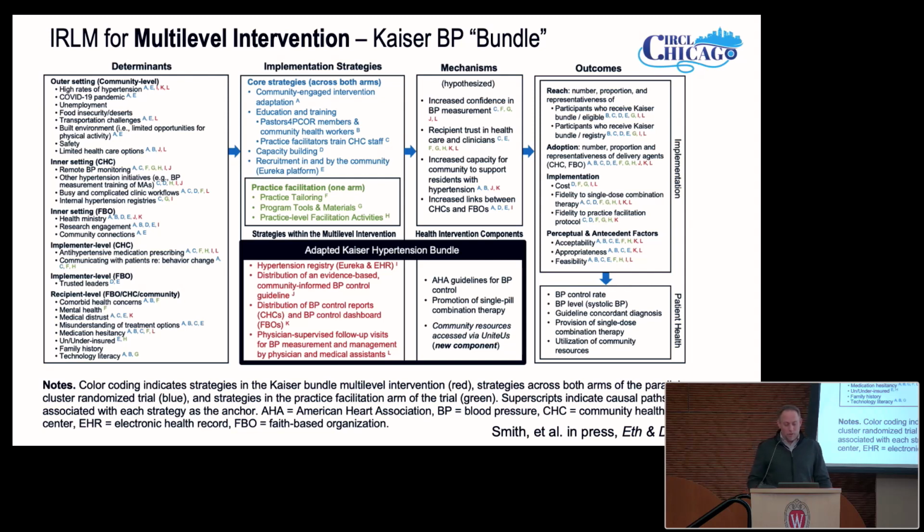The last piece I'll point out with this is another situation where we had core strategies across a 2-arm parallel cluster randomized trial where our independent variable was practice facilitation. So we're testing the effect of how much does practice facilitation improve the implementation above and beyond a set of core strategies for the implementation of the Kaiser bundle. So that's where that little practice facilitation in one arm is indicated there.